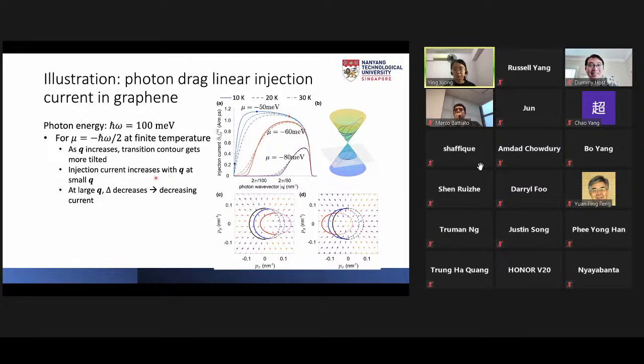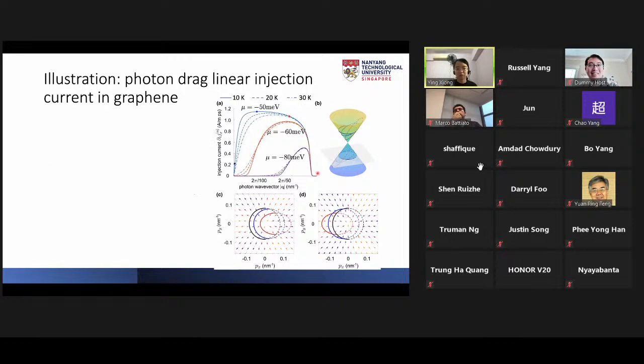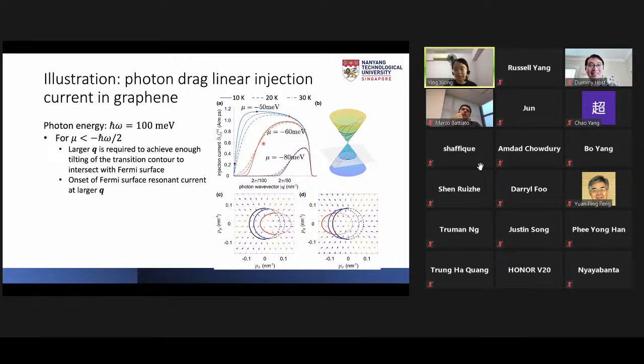However, when Q becomes very large, since the transition contour becomes more and more tilted, they shift to opposite sides of the Dirac point. As a result, the change in group velocity will decrease, leading to a decreasing current here. When Q is extremely large, due to conservation of linear momentum, there's no transition allowed, and eventually the linear injection current should vanish.